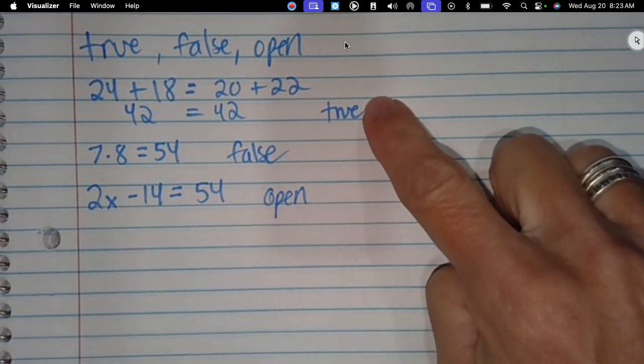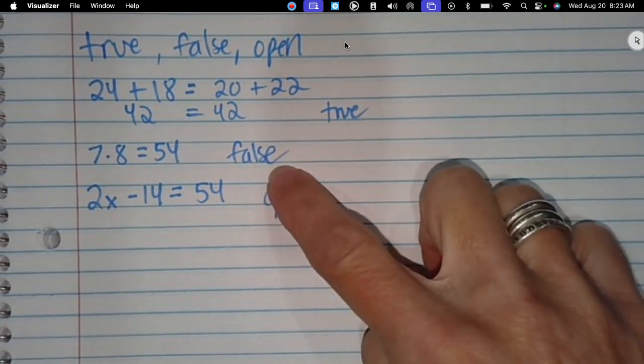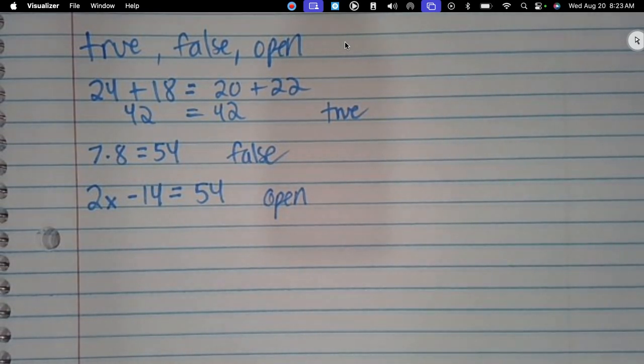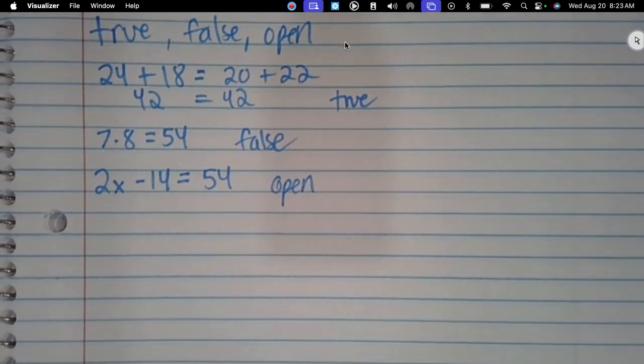This one I can work it out, true. This one I worked it out, it was false. This one, we've got a variable, so it's open. Do I need to do any more of those? Maybe, no. If it's a variable, it's open. The other ones you just see if they're true or false.